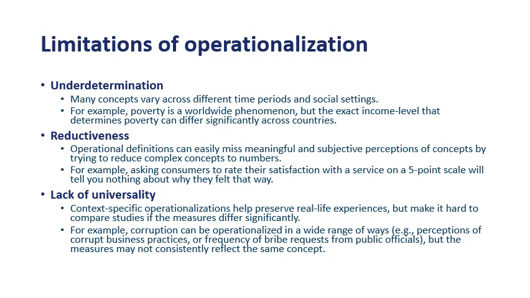There are some limitations. Underdetermination means that many concepts don't mean the same thing across times and social settings. So poverty, it happens all over, and we have an idea of what it means. But if we were going to quantify it in terms of income level, well, that would vary differently, not even just across countries, but even across communities in the US.